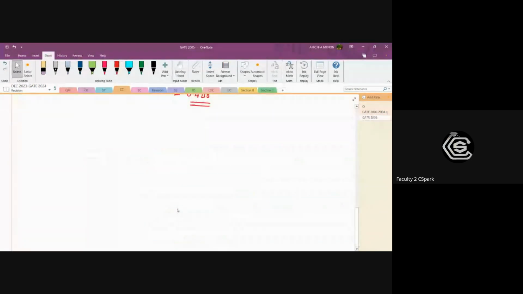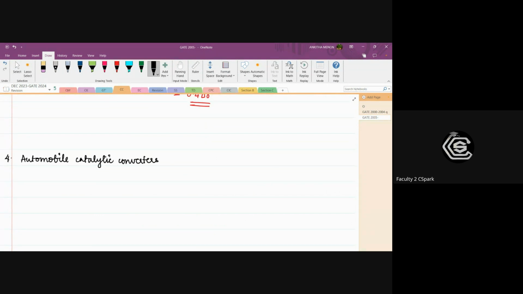All right. Next question. It's a general question. Again, a 2005 question. The metals which are used in automobile catalytic converters. Option A, platinum palladium. Option B, platinum rhodium. Option C, palladium rhodium. Option D, rhodium nickel.